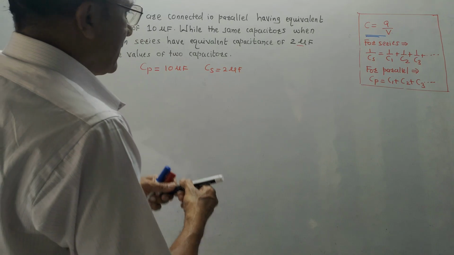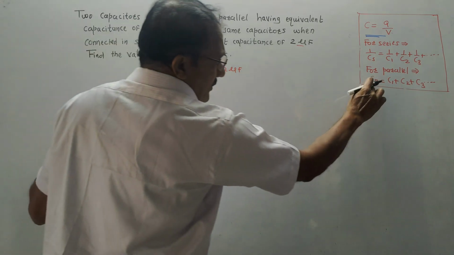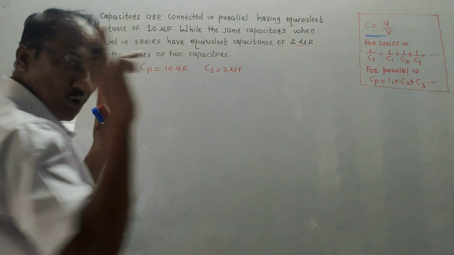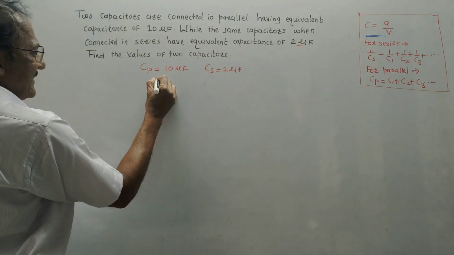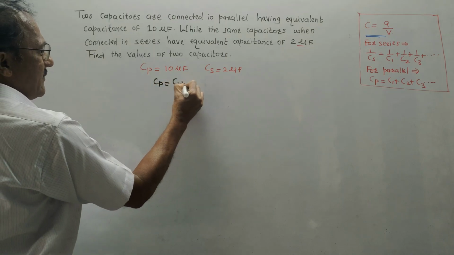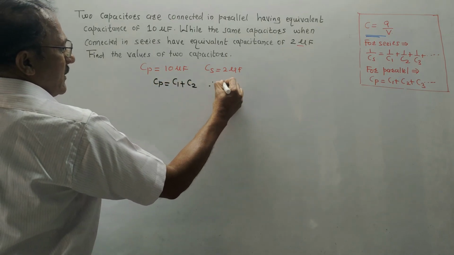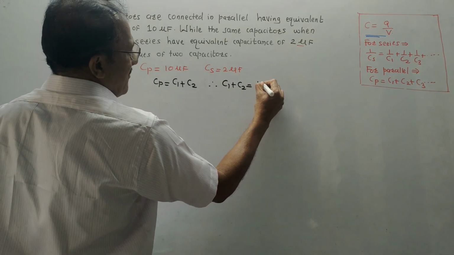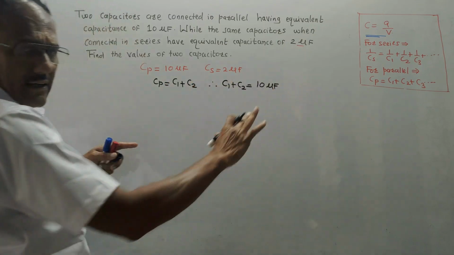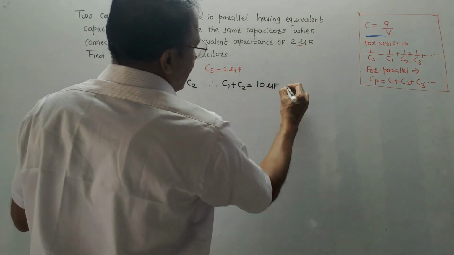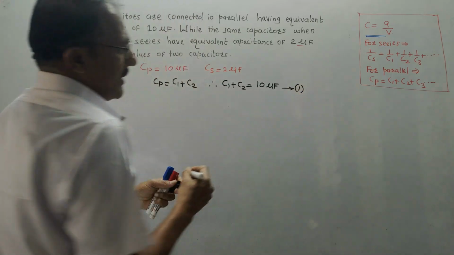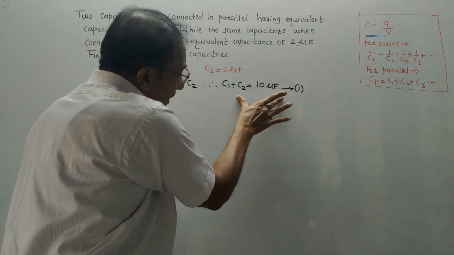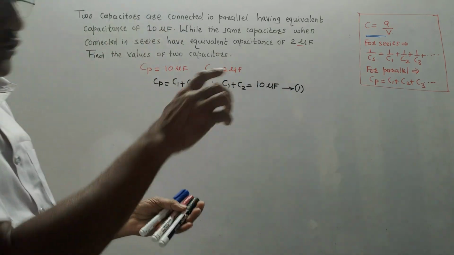Now, first step is we will use this formula for parallel capacitors Cp, C1 plus C2 plus C3 and so on. There are two capacitors. So I will write it like this: Cp is equals to C1 plus C2. Therefore, C1 plus C2 is equals to given value of Cp, that is 10 microfarad. I am not making any conversion, keeping microfarad as it is. Let us say this is equation number 1. We want to calculate values of C1 and C2, but this is one equation and there are two unknowns. So I need to generate one more equation.